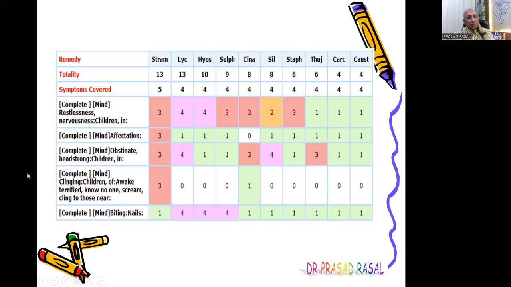These are the rubrics I have considered: restlessness, children in; mind, affectation; obstinate, headstrong, children in; clinging, children; children, awake, terrified, screams, clings to those near; and mind, biting nails. And through and through, the only remedy was stramonium. So it was very important that I considered that stramonium is covering the whole state. There are lyco, hexamine, sulfur, cina, silicea, staphylococcus aureus, thuja, carcinosin, causticum. But stramonium is covering the present state. The miasm is not psychotic. It is acute viral.